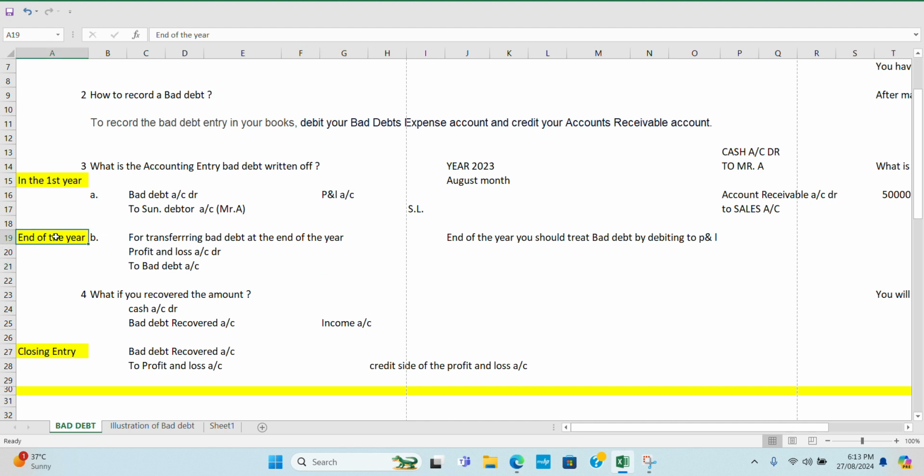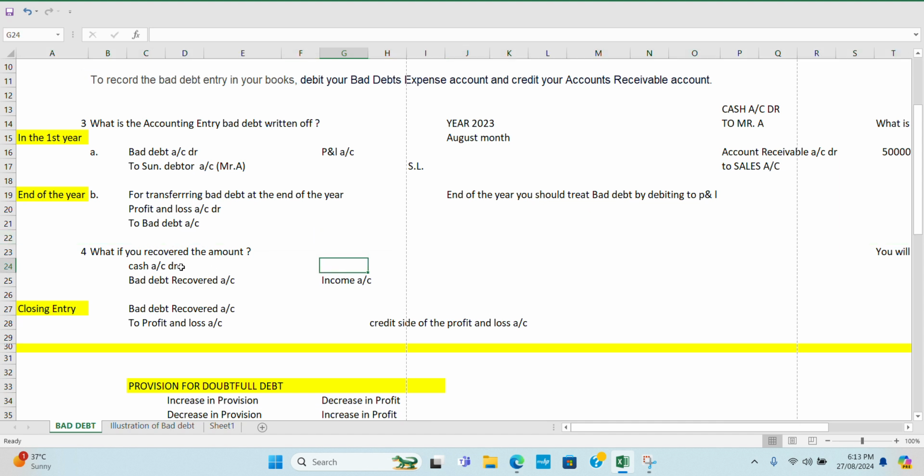So by end of the year, for transferring bad debt, the entry will be, because bad debt is a loss for the company, you have to debit profit and loss account to bad debt account. So bad debt account debit to sundry debtor, profit and loss account debit to bad debt. So your entry is closed over here.